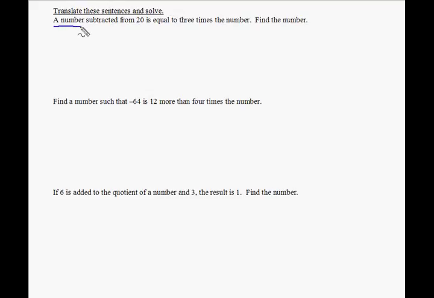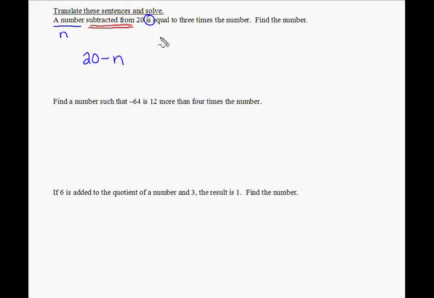So the first thing is we have a number. We're going to need to use a variable to represent that. Let's use n. Then we have subtracted from 20. That phrase, subtracted from, has to be written in a sense backwards. We have this number, we want to take it from the 20. So we're going to start with 20, and then we're going to subtract the n.